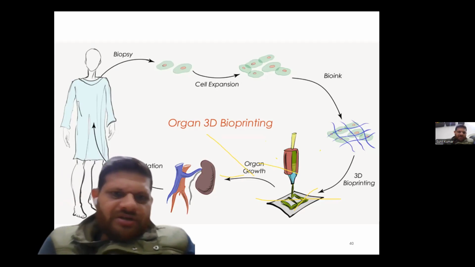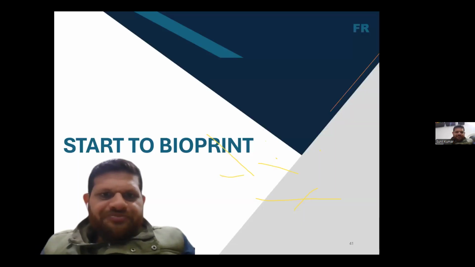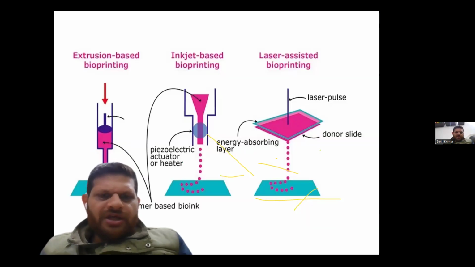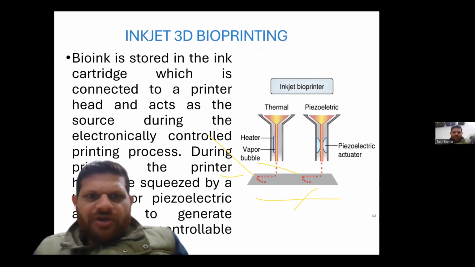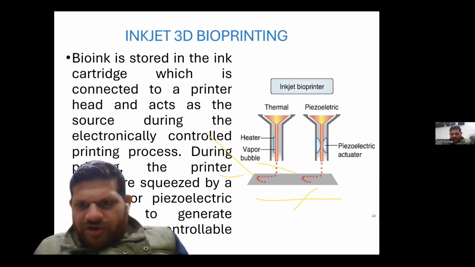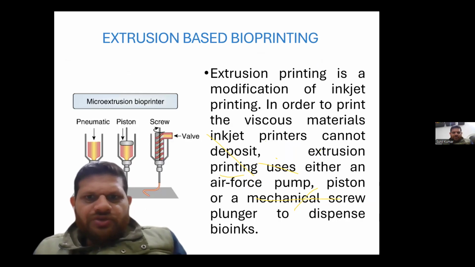again planted to the human being, that same patient. So to start the bioprint, there are three methods of printing an organ: extrusion-based bioprinting, inkjet-based bioprinting, and laser-assisted bioprinting. In inkjet bioprinting, the bioink is stored in the ink cartridge, which is connected to the printer head and acts as the source during the electronically controlled printing process. During printing, the printer heads are squeezed by a thermal or piezoelectric actuator to generate droplets of controllable size according to the body part. In extrusion printing, it is basically a modification of inkjet printing.